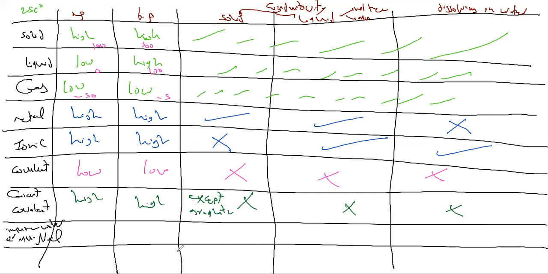And then for aqueous sodium chloride or impure water, it must be lower than 0 and greater than 100 because the impurity decreases the melting and increases the boiling. Doesn't conduct through solid but conducts through liquid and dissolves because it is ionic.